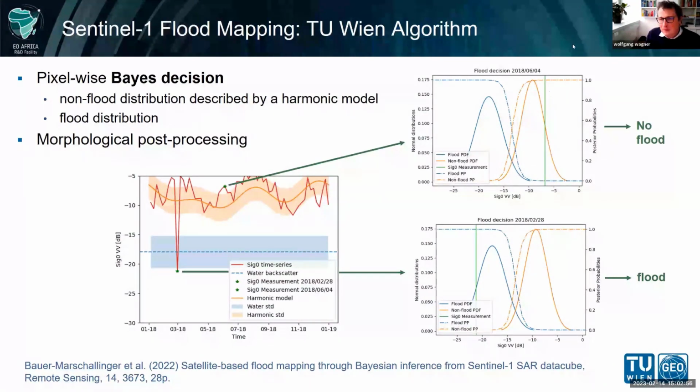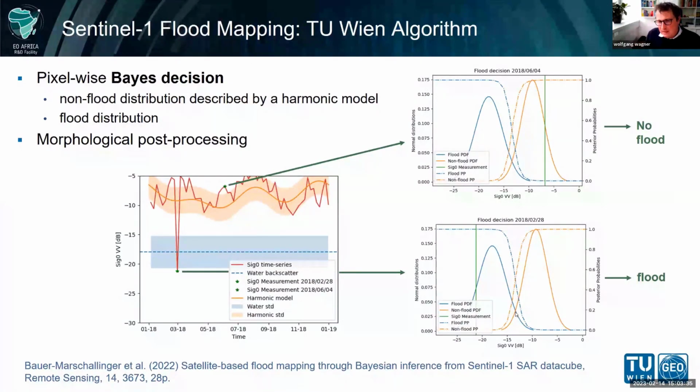So in that situation, here would be the expected water signature. Here would be the expected signature for land. The green one shows us the measurement taken here. So very clear, we are very far away from the water signature, and we can easily decide that this is not flooded. For this measurement here, the measurement basically is here. So very clearly on the side of the probability distribution function of water. So in this case, it's a clear case that we have flooded pixels.